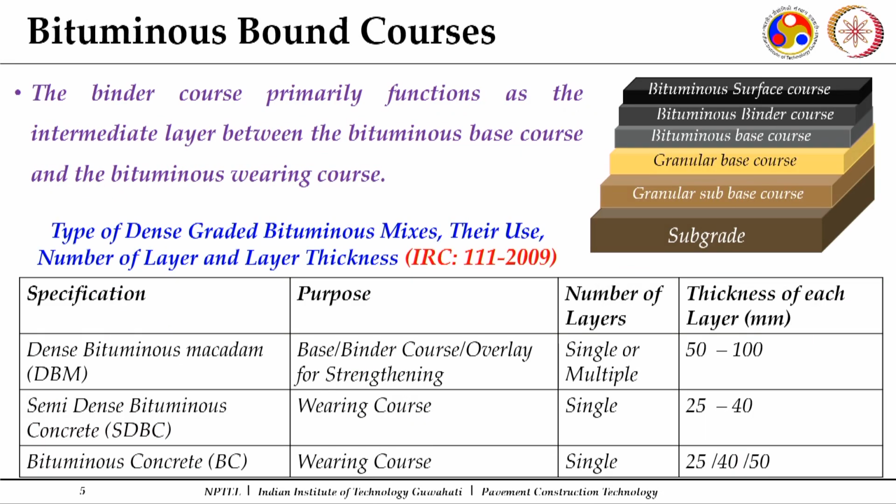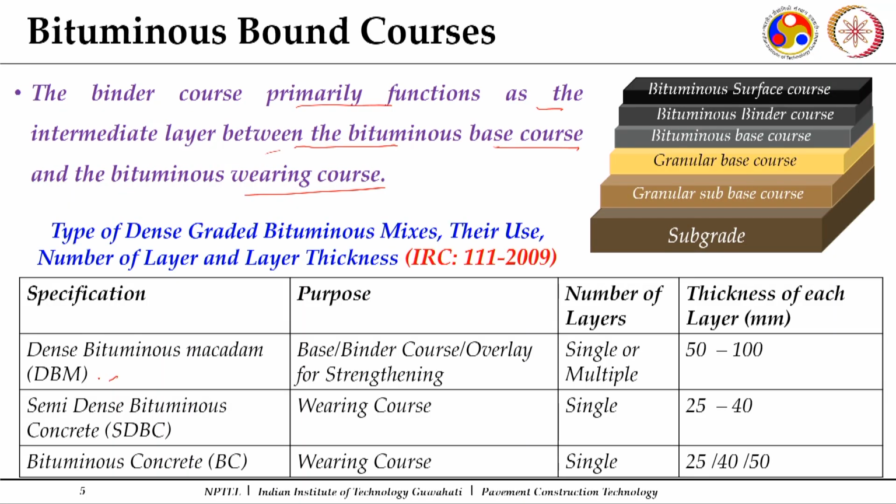So, when it comes to the bituminous bound courses, as I mentioned, the binder and the wearing courses are the ones which are constructed over an existing bituminous course. In that case, I can call a binder course the one which is an intermediate layer between two bituminous courses. So, the binder course primarily functions as the intermediate layer between the bituminous base course and the bituminous wearing course.